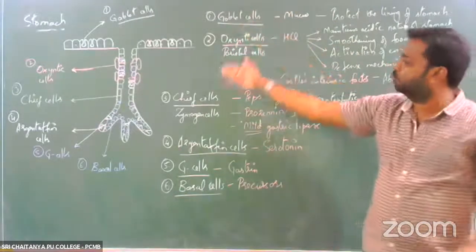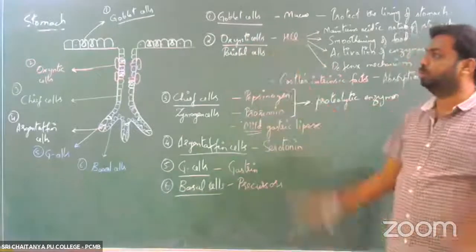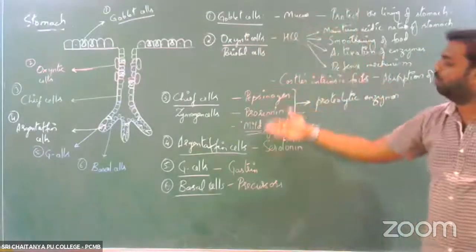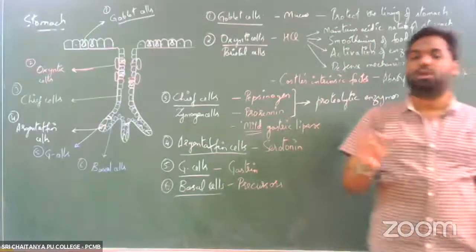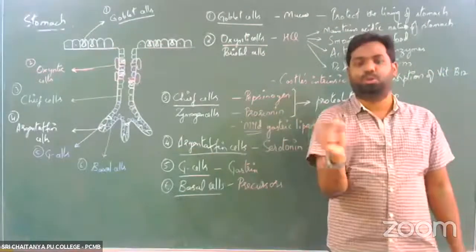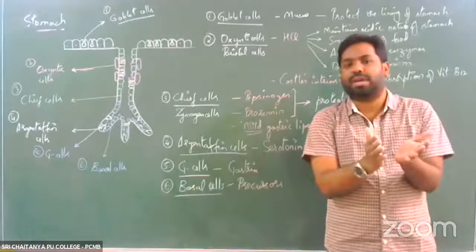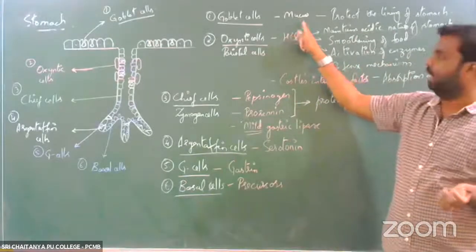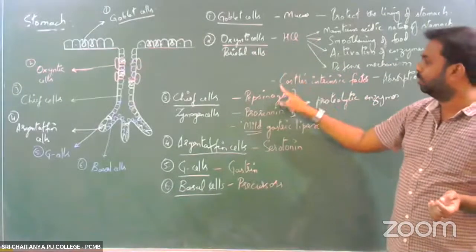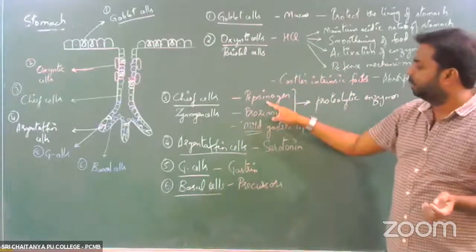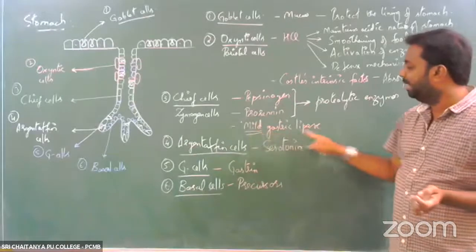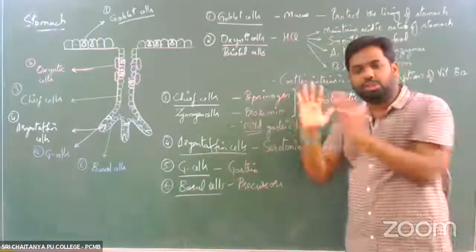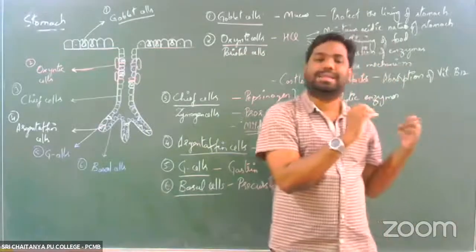All these 6 different types of cells together constitute the gastric gland, and the secretion of all of these together, we call the gastric juice. Now, what does the gastric juice consist of? It consists of mucus, HCl, gastric intrinsic factor, pepsinogen, prorenin, mild gastric lipase, serotonin, and gastrin. All of these components together, we call the gastric juice.